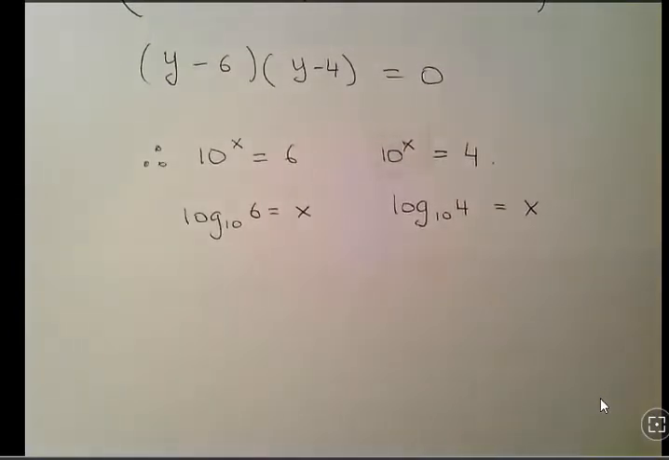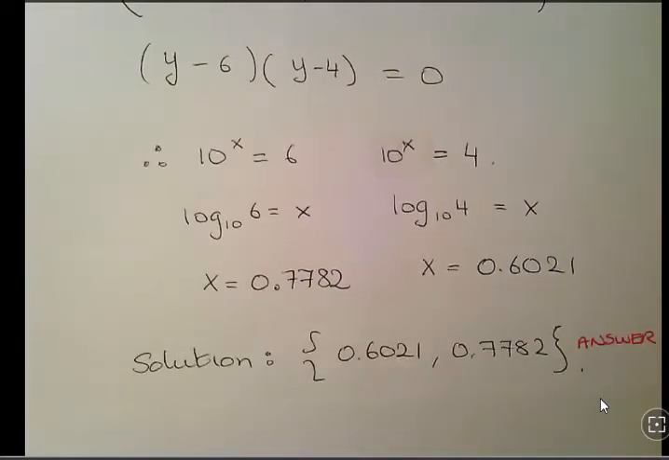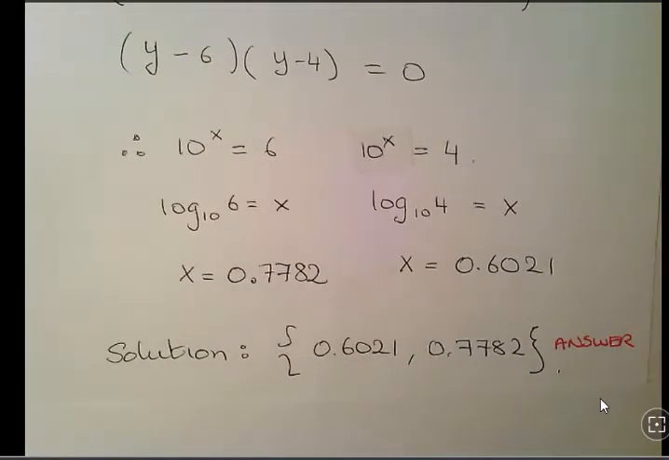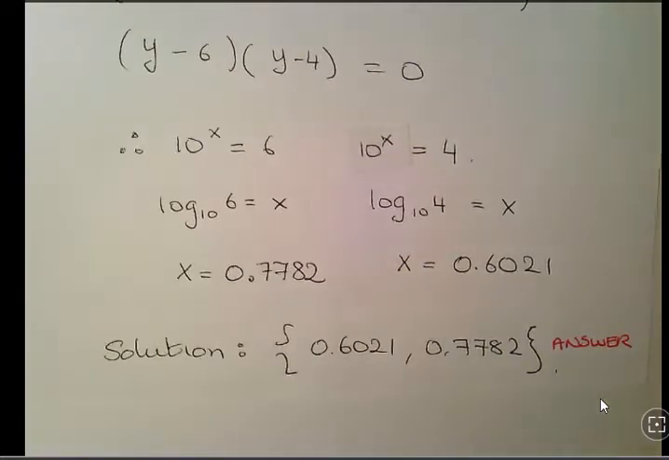So log of 6 to the base 10 is equal to x. Log of 4 to the base 10 is equal to x. So essentially just work those out with your calculator or your tables and so on, and you should find that x is either equal to 0.7782, or in the other case, x is equal to 0.6021. So that's the solution set there. That is the answer to the first logarithms question.